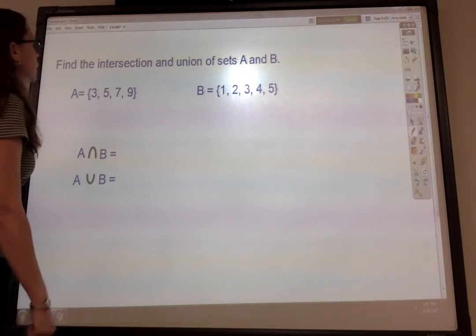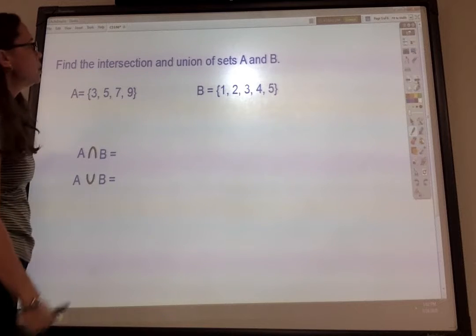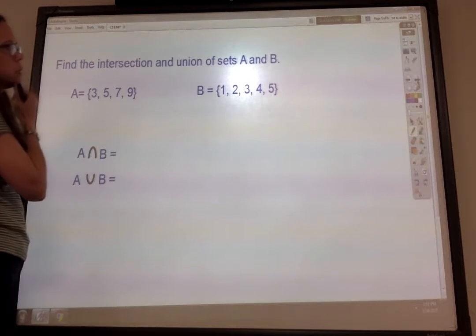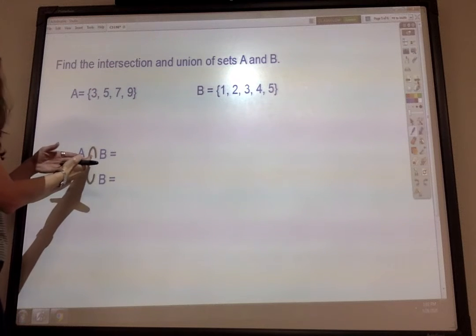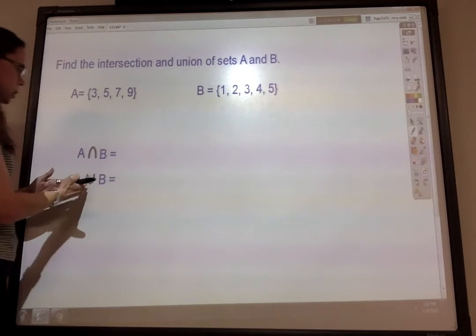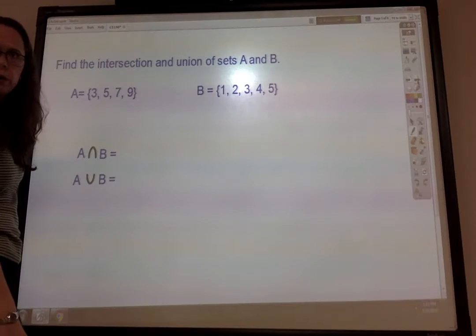Okay. So here is something for you to work on. Find the intersection and the union of these two sets. Intersection, that's our symbol, that's an upside down U. Union looks like a U. Go ahead and pause and try this.